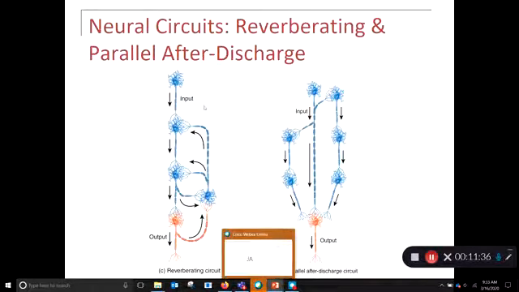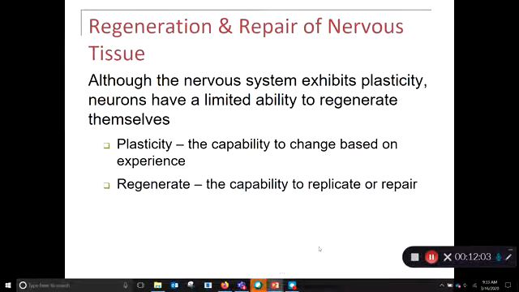A reverberating circuit means that this one right here can actually go back and interact with other neurons, which will reactivate it over and over and over again. Parallel circuits refer to a neuron that interacts with 3 different neurons, but they all eventually come back together onto one specific output.